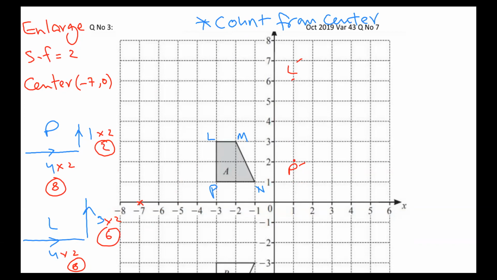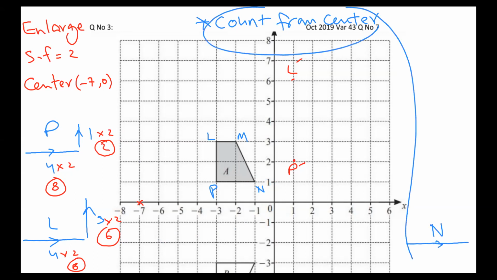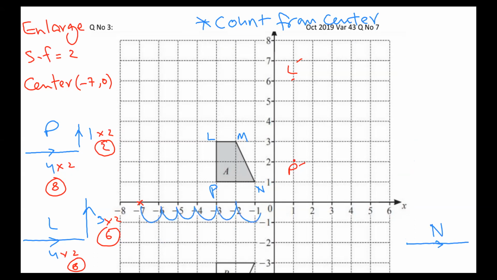Now let me complete two more, then inshallah I will ask you questions. Let's move on to the next 2 points. First, N. You can find how far N is from the center easily. This working is not compulsory for the examiner. If you don't show it in the exam, no problem. Rightwards, count from the center. I said count from the center. 1, 2, 3, 4, 5, 6, and 1 up. So 6 and 1. Into 2, into 2.